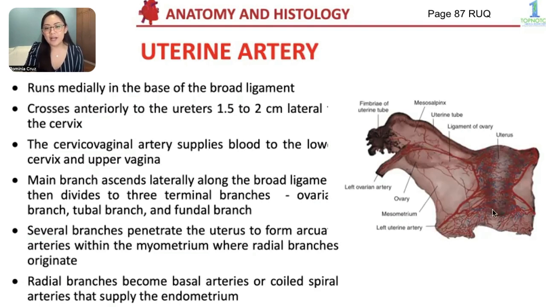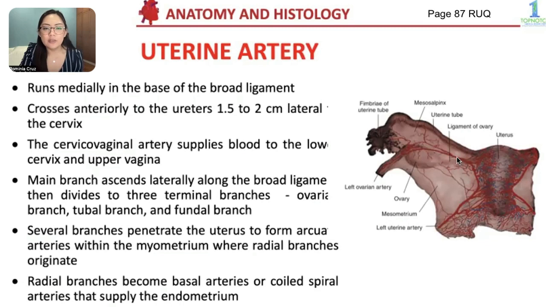And once the uterine artery has reached the upper portion of the cervix, it divides into an ascending and a descending branch. The smaller descending cervicovaginal artery would supply blood to the lower cervix and the upper part of your vagina, while your main ascending branch would extend to the lateral margin of your uterus, between the leaves of your broad ligament, just before it reaches your fallopian tube.